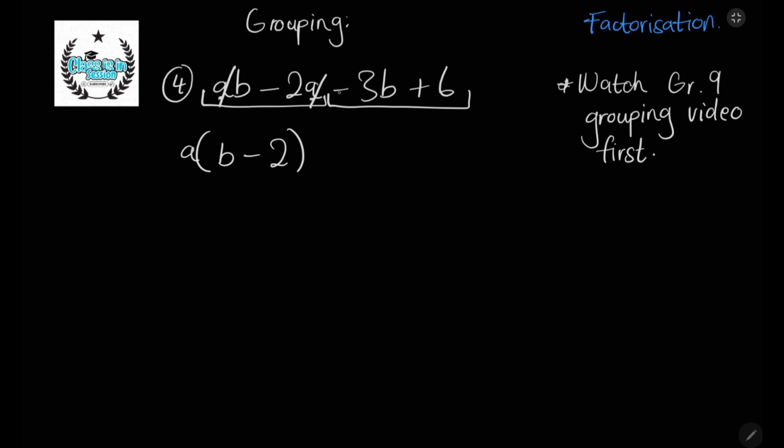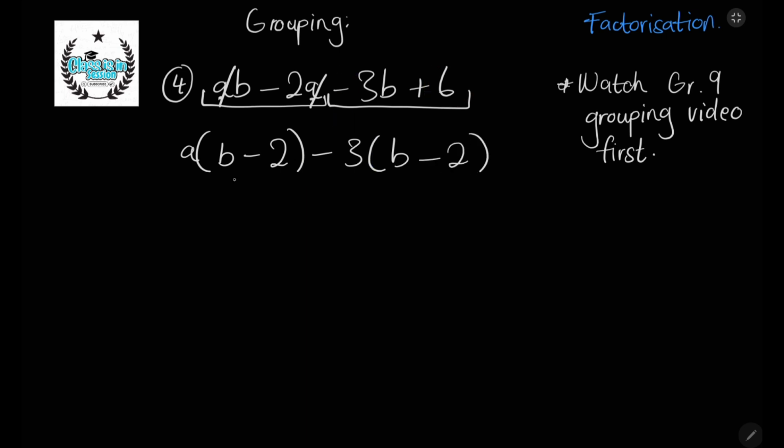For the second pair, you have negative 3b plus 6. What can you take out? What's the highest common factor of 3 and 6? You can take out a 3. However, most of the time you'll need to make it a negative. So let's try negative 3 instead of just 3. We'll have negative 3 divided by negative 3, which is a positive 1. We have a b there, so it'll be 1b. We just write down the b, then 6 divided by negative 3, which is a negative 2.